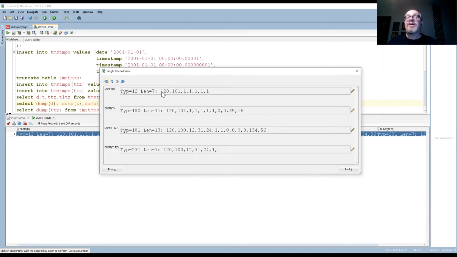The first byte is the century plus 100. So the century is 20, the first 2 digits of the year, 20 plus 100, 120. These are decimal numbers. Then the year in the century is 1 plus 100, 101. Why plus 100? Because we also need to store the negative years, so before Christ. We represent dates before Christ era as negative numbers when we show them.